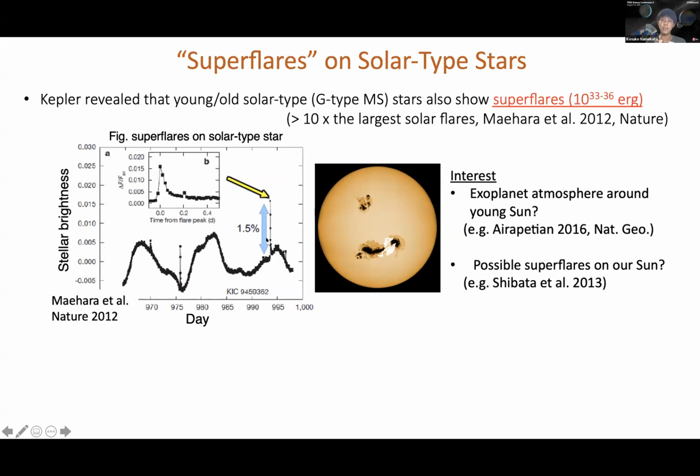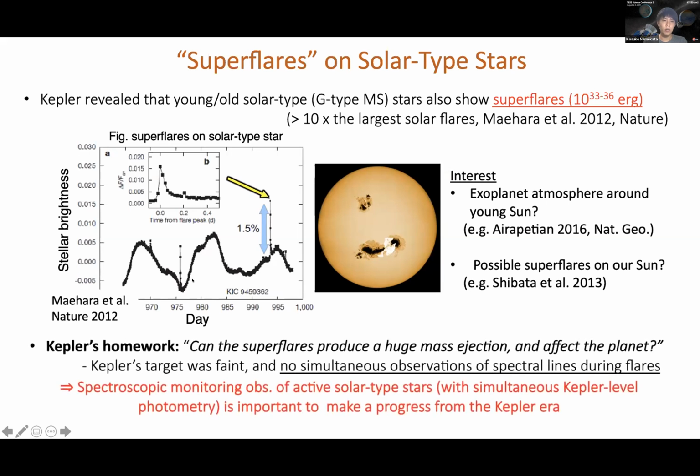And recently there is a growing interest in superflares on solar-type stars from the viewpoint of their impact on exoplanet atmospheres around the young Sun, and as a proxy of a possible superflare on our current Sun. So there is Kepler's homework. There is still an open question whether a superflare on a solar-type star can produce a very huge mass ejection or not, and whether it can affect an exoplanet or not.